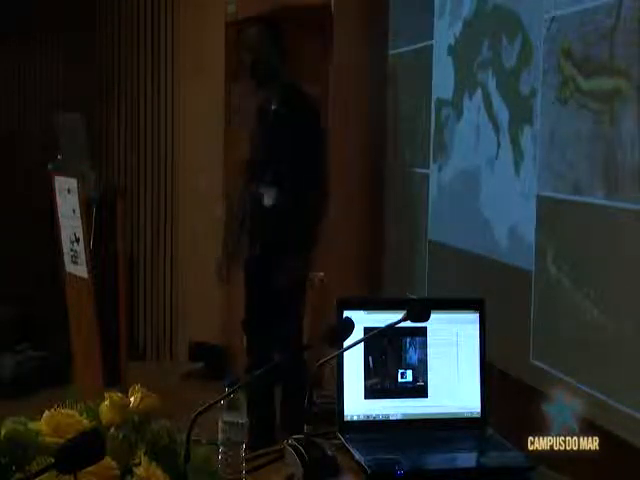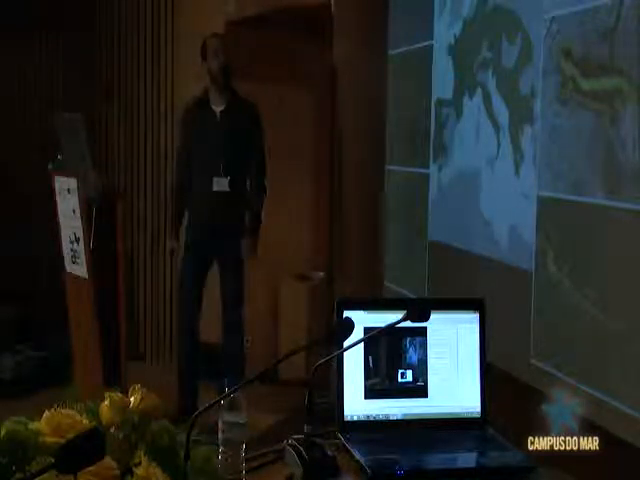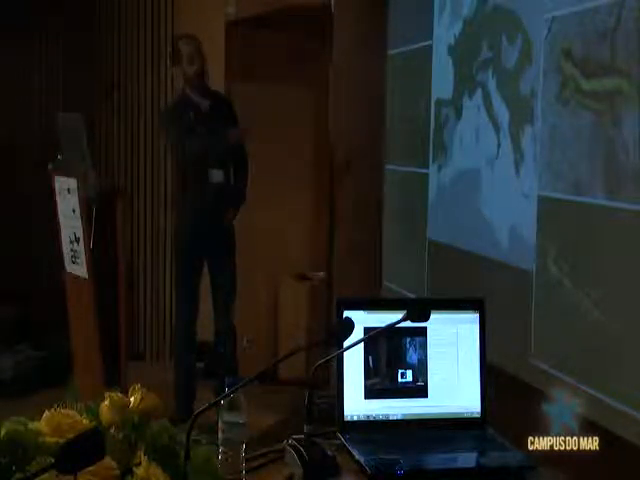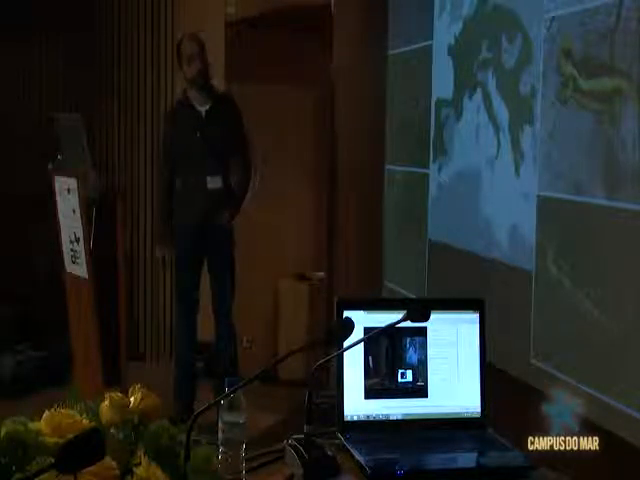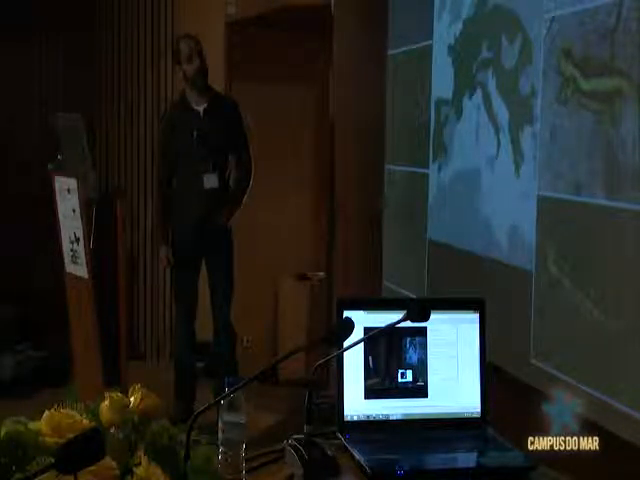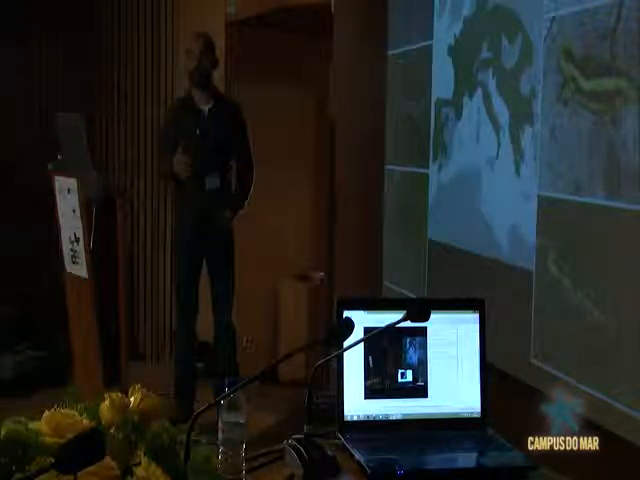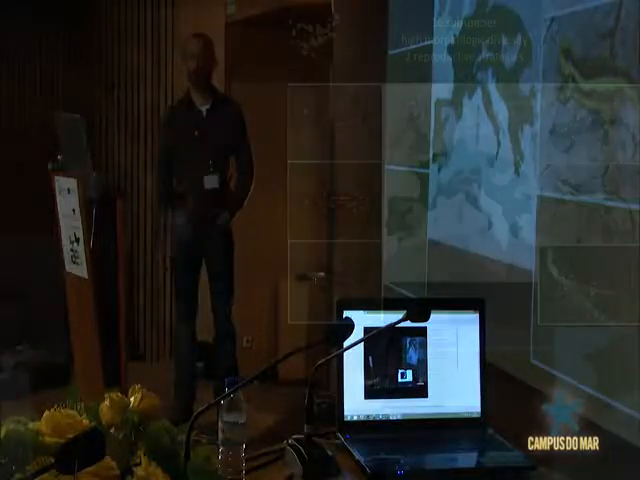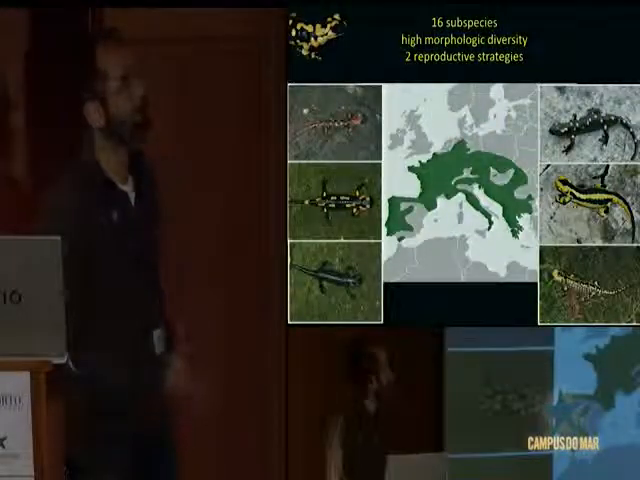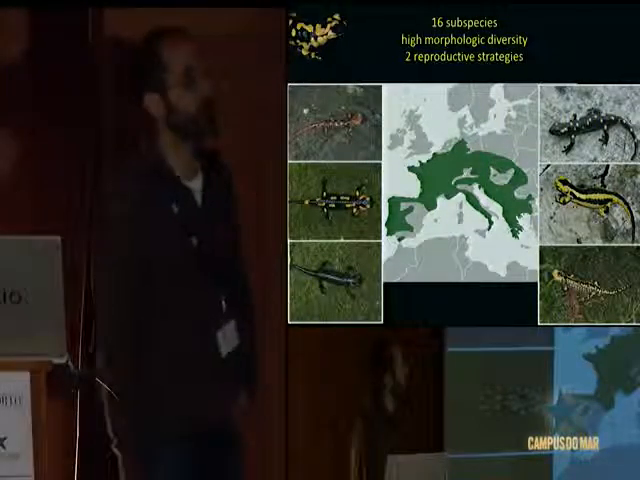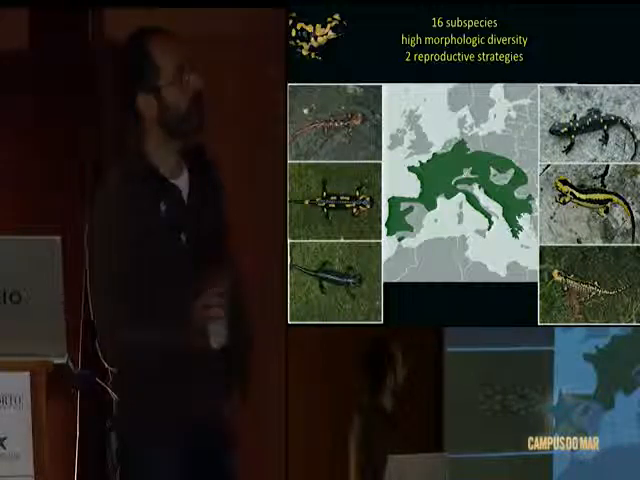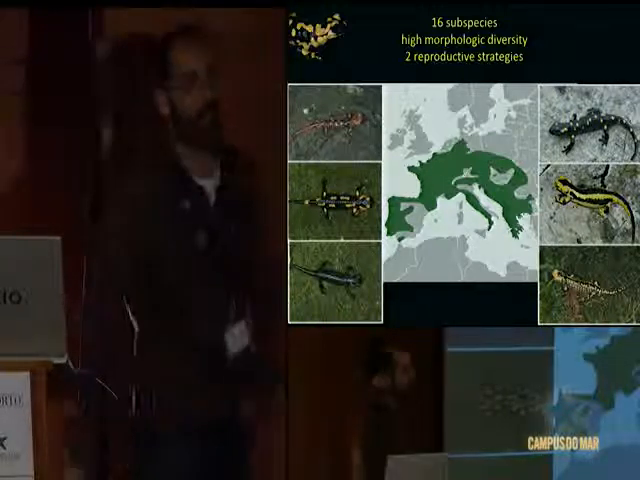Well, it shows a very high morphologic diversity. So, for instance, here I'm just showing 6 different pictures that all of them are coming from the Iberian Peninsula. Well, from this morphological diversity, people started to describe subspecies. So right now there are 16 subspecies described, and 10 of which are in the Iberian Peninsula.